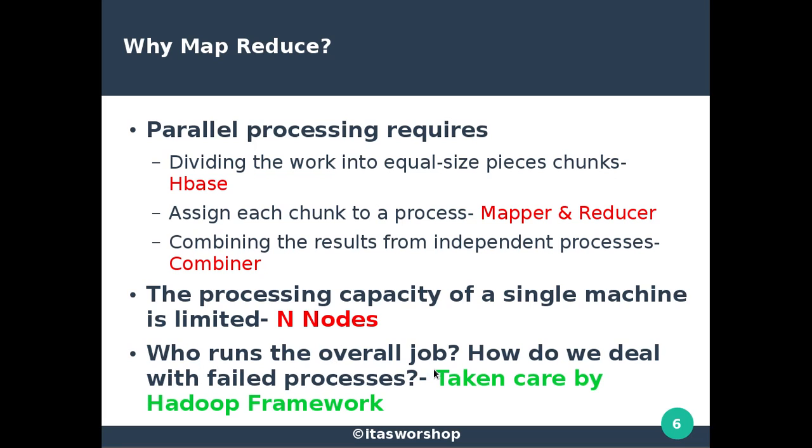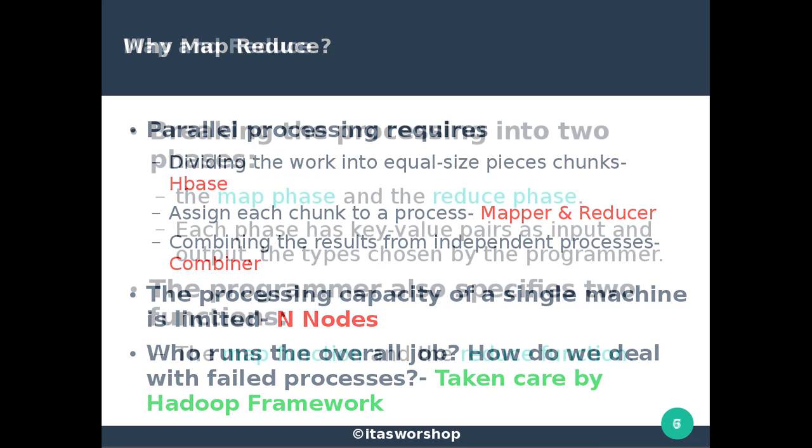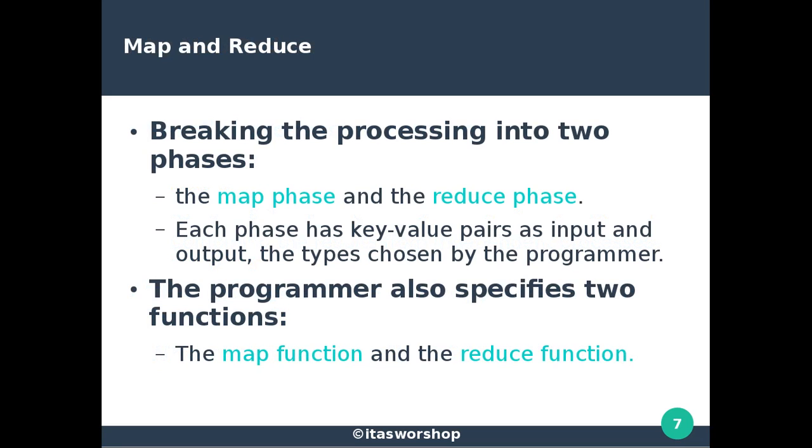So who runs the overall job? How do we deal with failed processes? Those are other challenges with parallel programming. These are also taken care of by the Hadoop framework. There should be someone who is taking care of the overall job, so we have the name node. And how do we deal with failed processes? Hadoop is very good at fault tolerance. Obviously there will be some nodes which will show failure, and Hadoop can handle that situation also. We'll see how these work, but just to understand what our requirement is and what the limitations are.